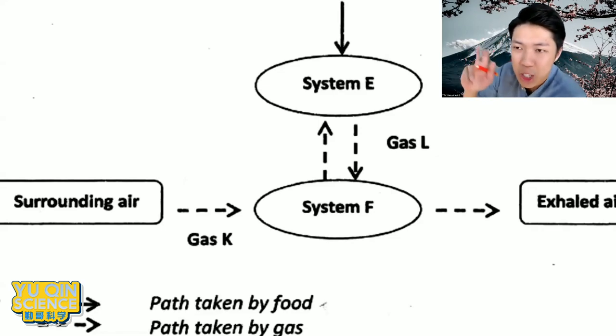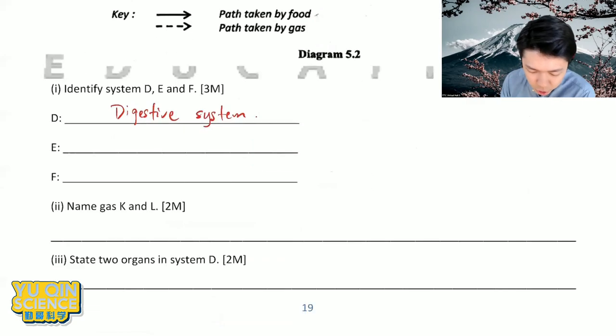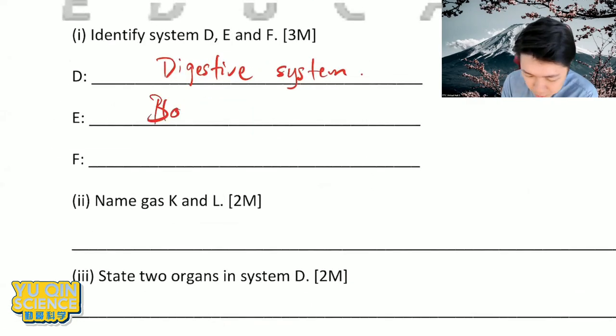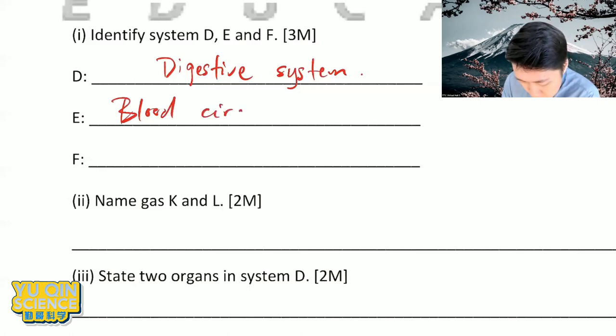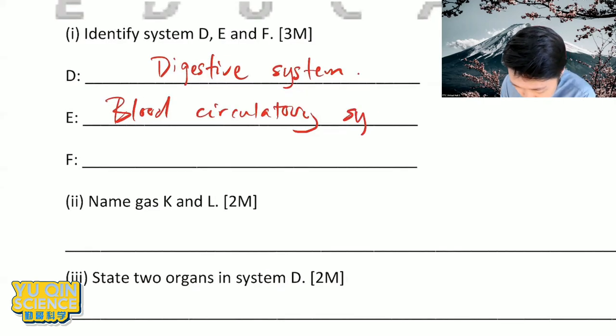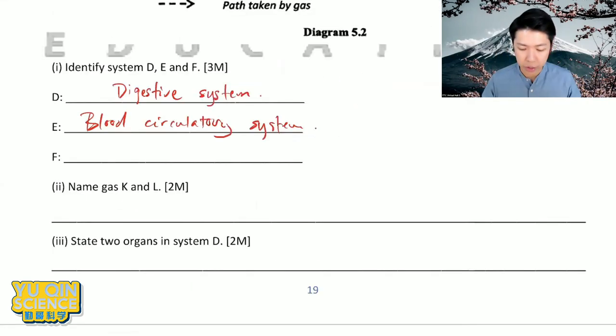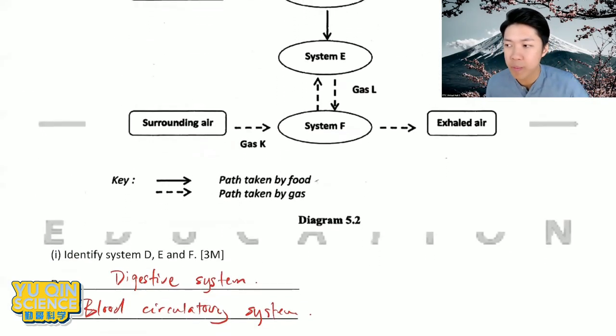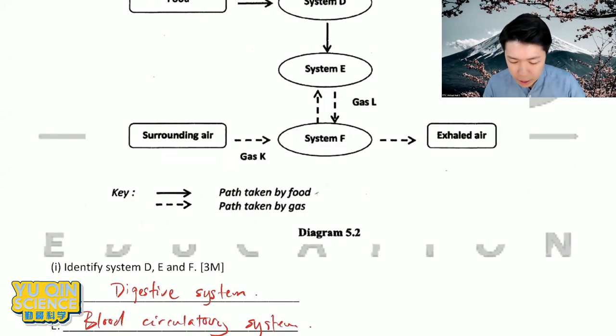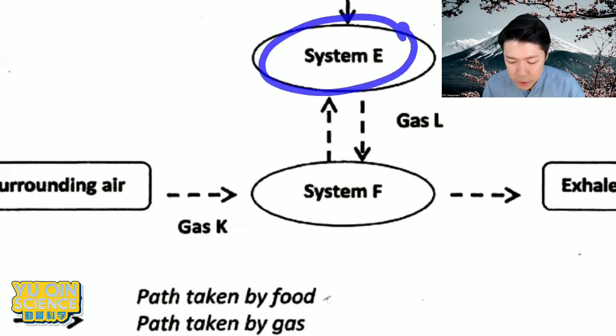Okay, the system that transports whatever, it's your transport system, it's called blood circulatory system. Good job. Blood circulatory system. Okay, there you go. Nice. Blood circulatory system. So far, so good, everybody. Okay, one more to go. Blood circulatory system.